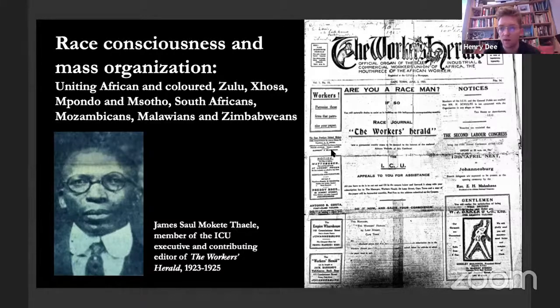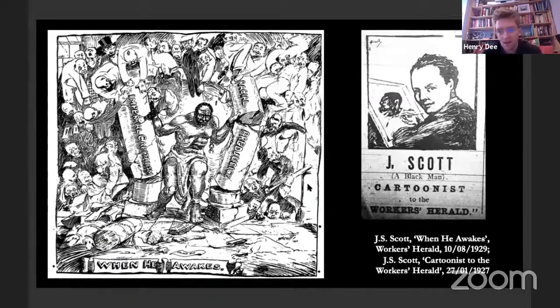These ideas are partly influenced by Marcus Garvey. James Tiale here is one of the leading Garveyites in South Africa, but it also builds on local ideas about Black unity. These are then manifested in a number of forms. You have speeches, cartoons, essays, poems, and the cartoonist James Christie Scott draws a number of cartoons calling on people to wake up. When the Black working class awakes, then the pillars of imperial capitalism and racial prejudice will collapse.